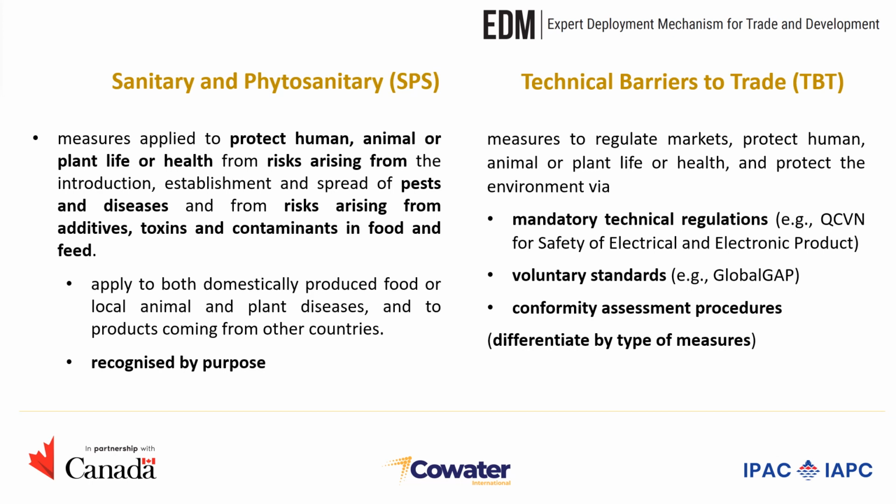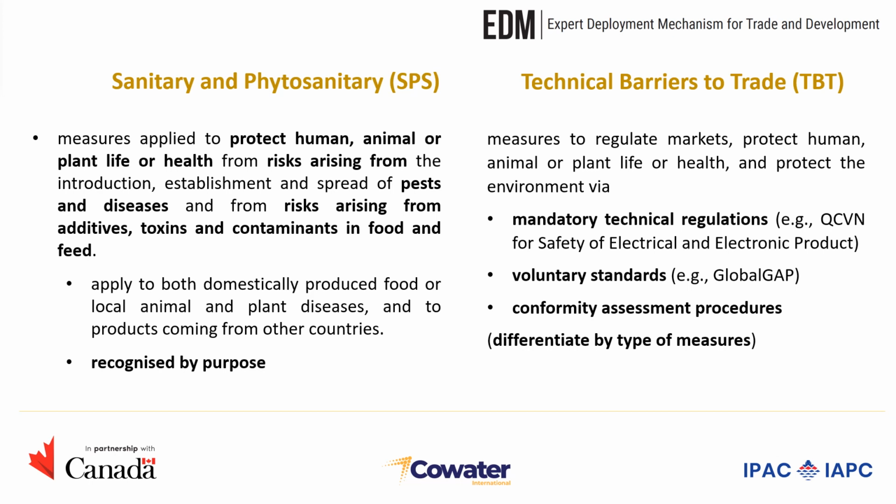By this meaning, SPS can be very relevant to cooperative products, many of which are food products. It should be noted that SPS measures apply both to domestically produced food or local animal and plant diseases, and also to products coming from other countries. We can recognize SPS measures by the purpose of those measures.